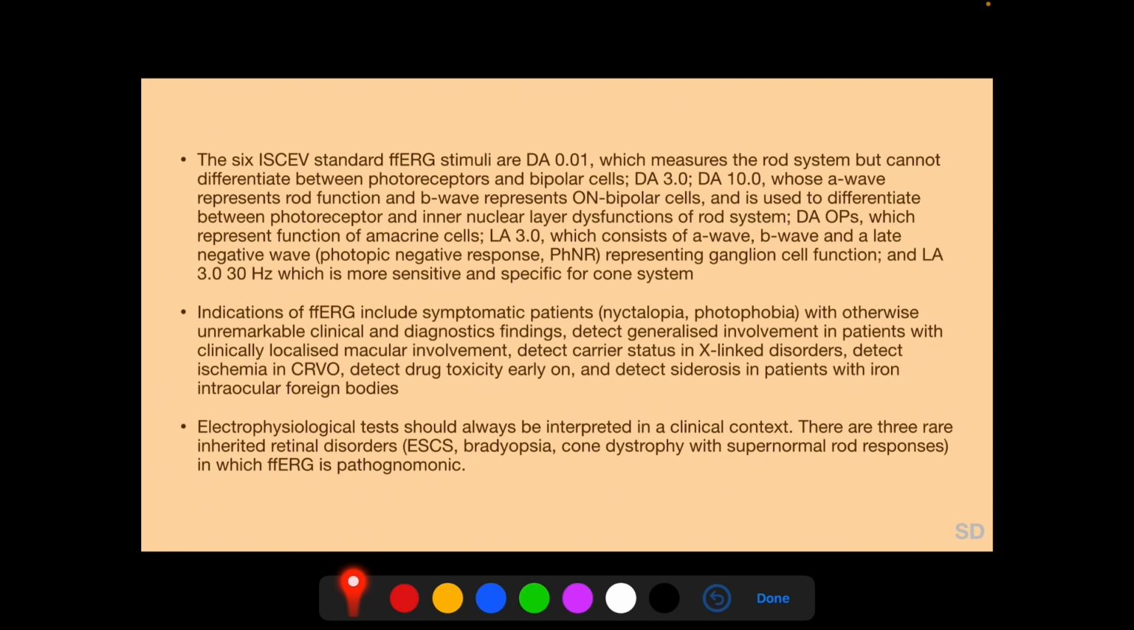Electrophysiological tests should always be interpreted in a clinical context, but there are three rare inherited retinal disorders in which full-field ERG is pathognomonic and no other diagnostic tests are required to make the diagnosis.